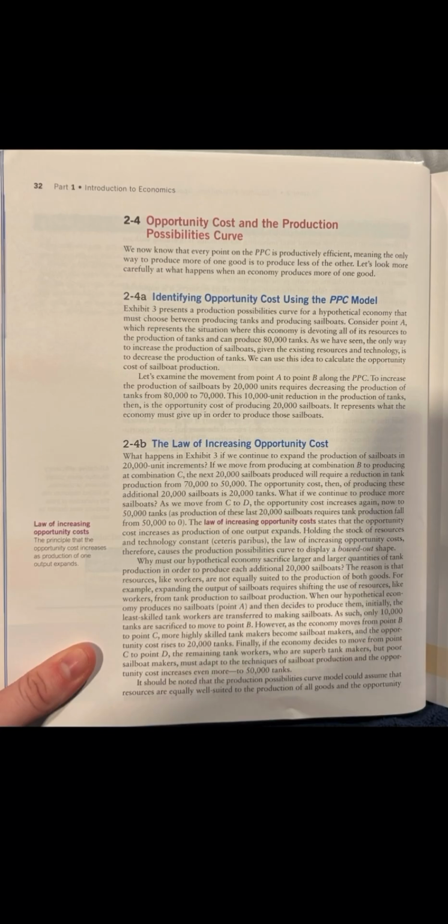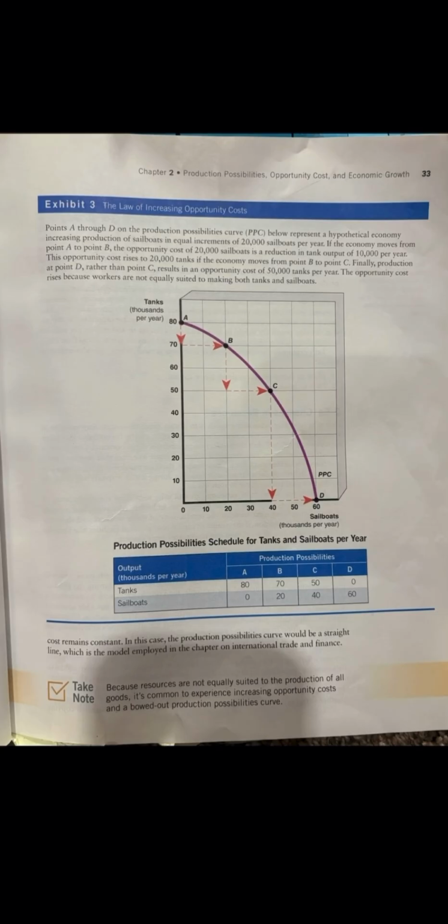However, as the economy moves from point B to point C, more highly skilled tank workers become sailboat workers, and the opportunity cost rises to 20,000 tanks. Finally, if the economy decides to move from point C to D, the remaining tank workers, who are superb tank makers but poor sailboat makers, must adapt to the techniques of sailboat production, and the opportunity cost increases even more, to 50,000 tanks. It should be noted that the production possibilities curve model could assume that resources are equally suited to the production of all goods and opportunity cost remains the same.